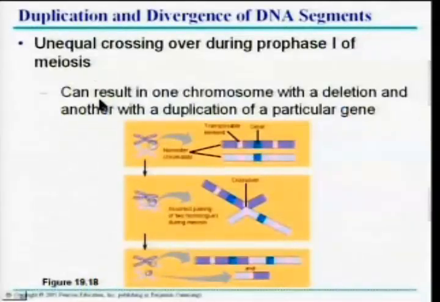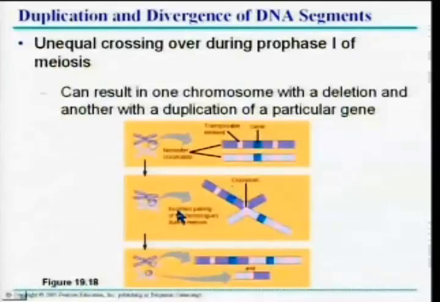And this can result in one chromosome with a deletion and another with a duplication of a particular gene. Let's follow this illustration. We recognize our homologous pair, the non-sister chromatids, excuse me, and the high mag here, transposable element shown there, a gene, and I guess that would be another transposable element. And we see a similar type of thing below on the non-sister chromatid.